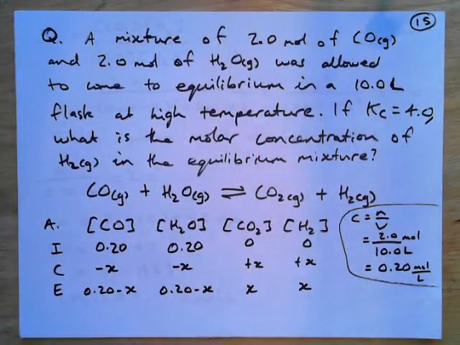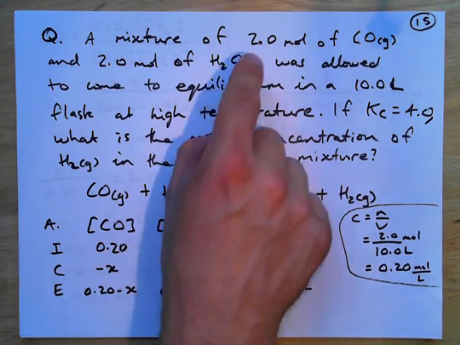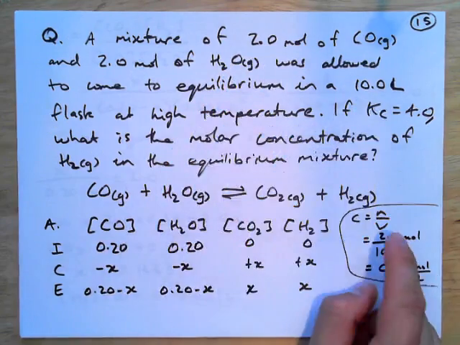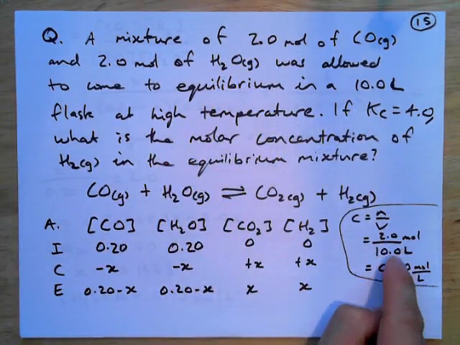Okay, so the question: a mixture of 2 moles of carbon monoxide and 2 moles of water was allowed to come to equilibrium in a 10-litre flask at high temperature. If Kc is 4, what is the molar concentration of H2 in the equilibrium mixture? Again, we're going to set up a table like we had before, but we're going to have to work out the concentrations. So we know that there's 2 moles in 10 litres.